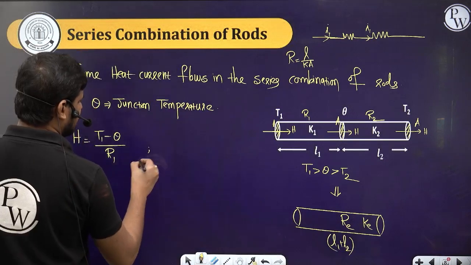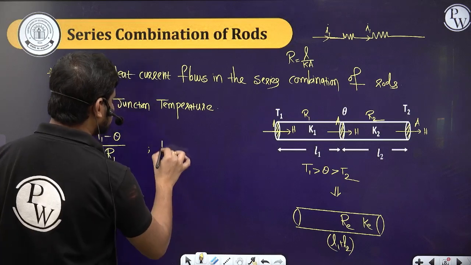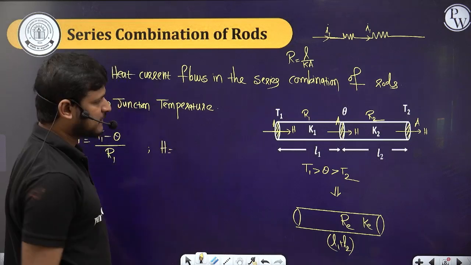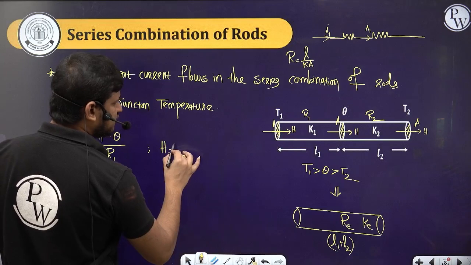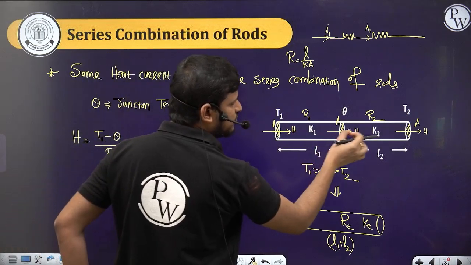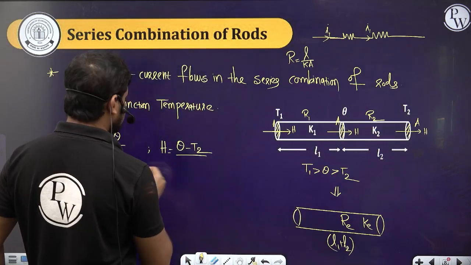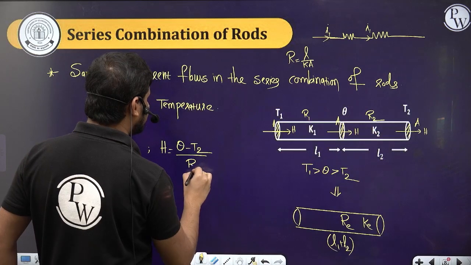So this is the heat current in the first rod. Now let's find what is the heat current in the second rod. It is theta minus T2. Here the temperature should be more and here the temperature should be less. So (theta minus T2) by the thermal resistance of that, let it be R2.